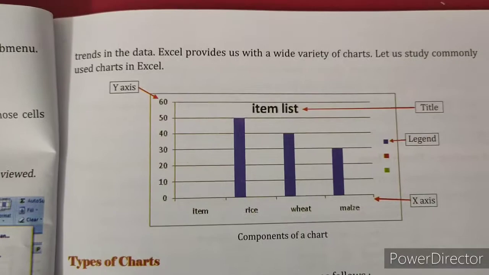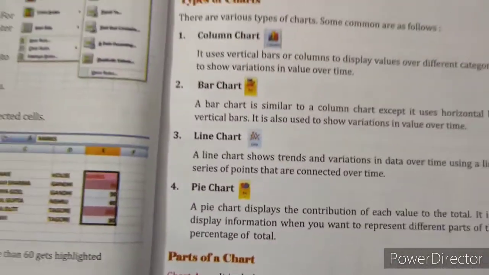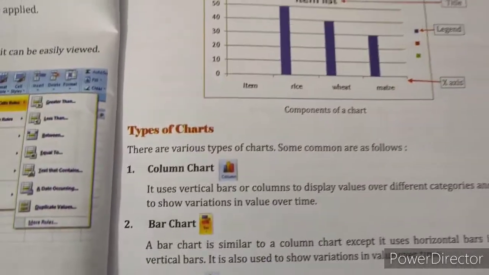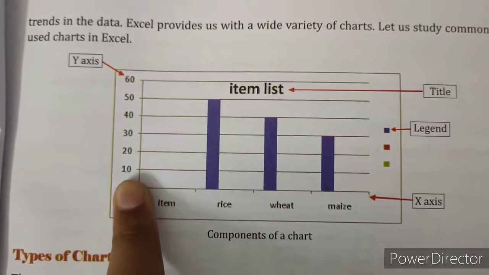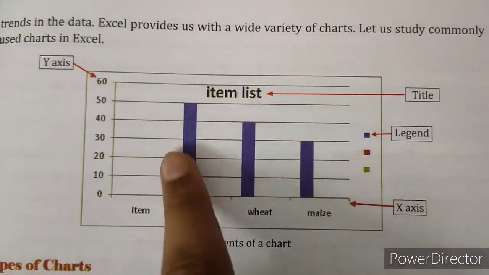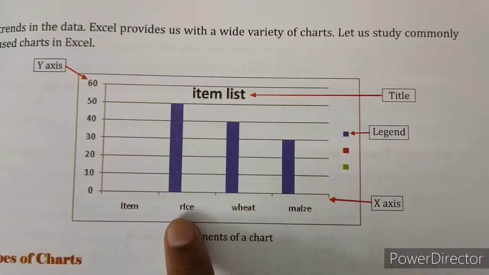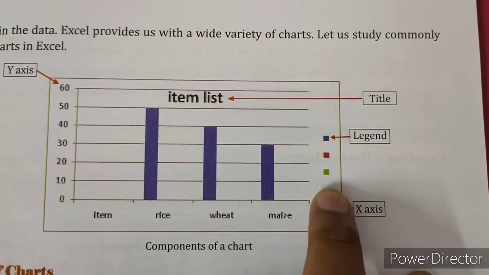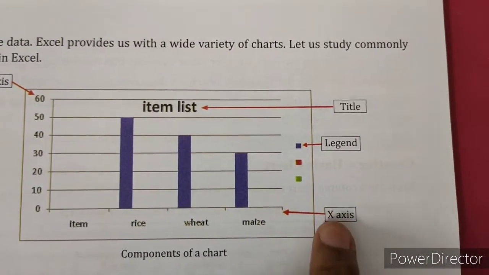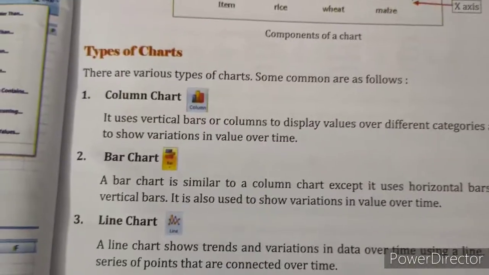So Excel provides us with a variety of charts. The first chart we will study is the column chart. First of all, we can see here, this is the y-axis, and this is called the x-axis. We are comparing these three items, that is rice, wheat, maize. These are called legends. This is called the x-axis. This is called the title.